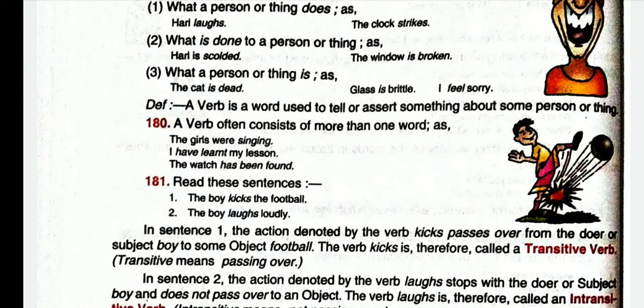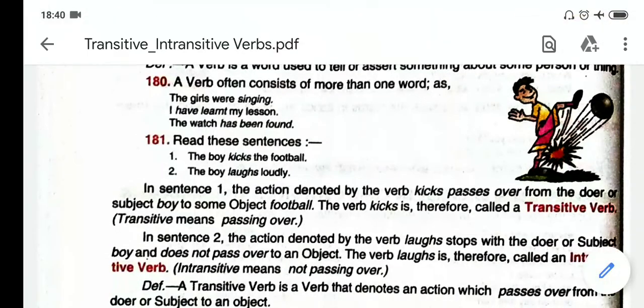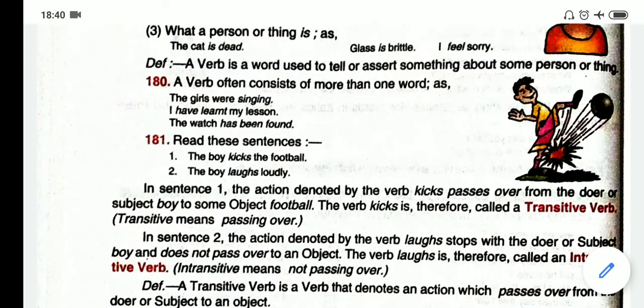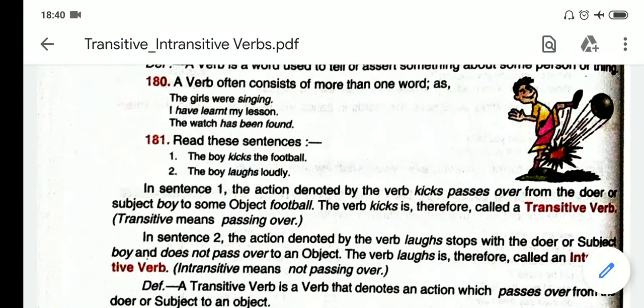Has been found. These are more than one word, and these are the verbs in this case. Has been and found, these are the verbs. Now read these sentences. Rule 180 tells us that a verb may consist, or often consists, of more than one word. So if you think that a verb can consist of only one word, this is wrong. A verb can consist of more than one word.